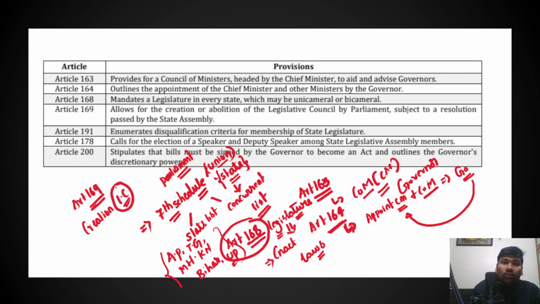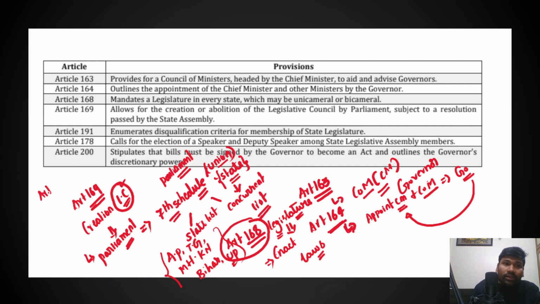The power of creating or abolishing legislative councils is with whom? It is with the Parliament. Parliament can create or abolish the legislative councils, but the state legislative assembly has to pass a resolution for the creation or abolition of the state legislative council, and accordingly Parliament, through a law that is not considered a constitutional amendment, creates a state legislative council as well.